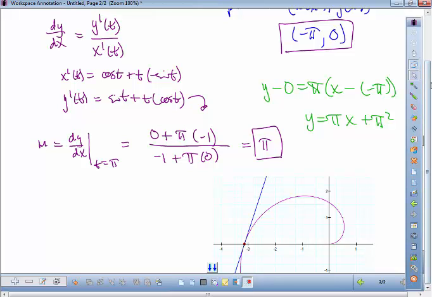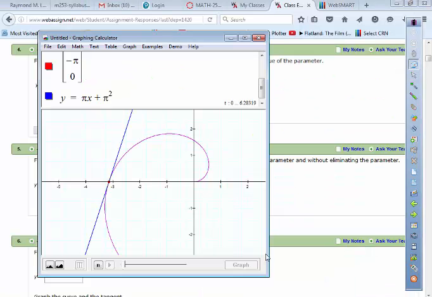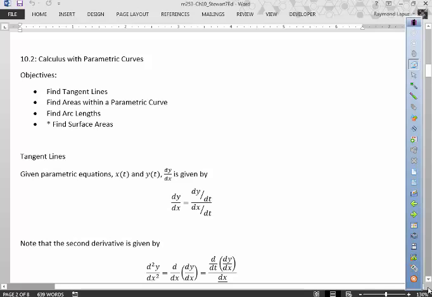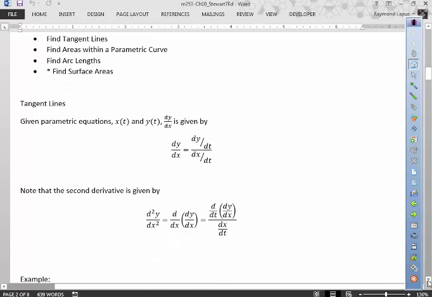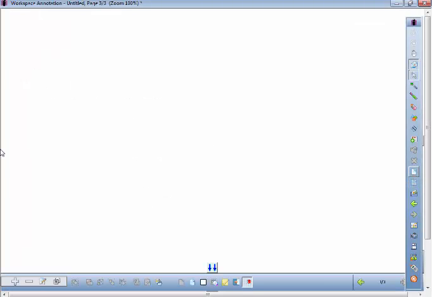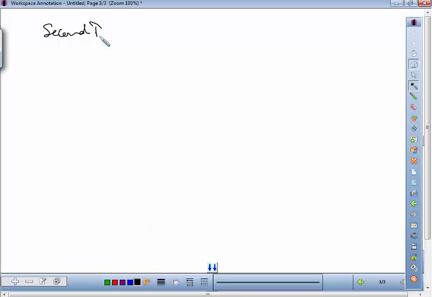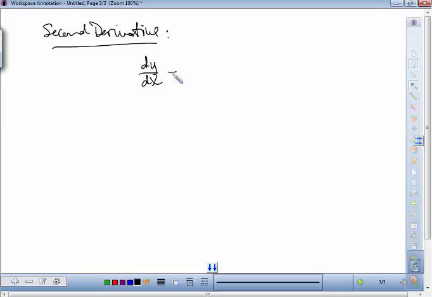So let's take a look at the second derivative. The second derivative is the derivative of the first derivative. Oh, I should have had you guys guess first. If you're dealing with a second derivative, it's the derivative of the first derivative. So the first derivative looks like this: dy/dx equals dy/dt divided by dx/dt.